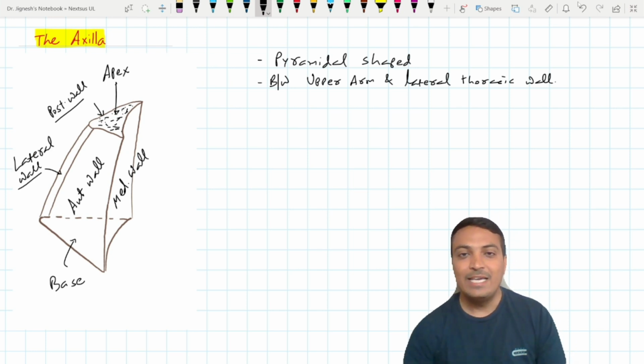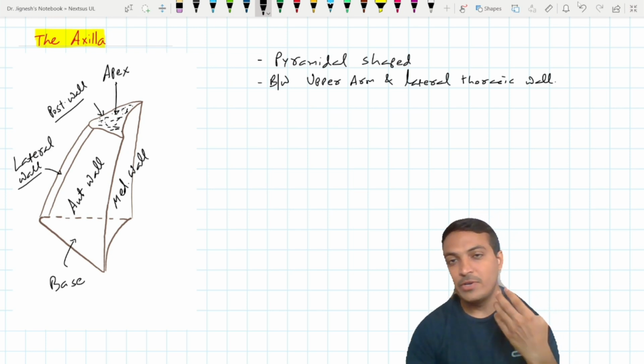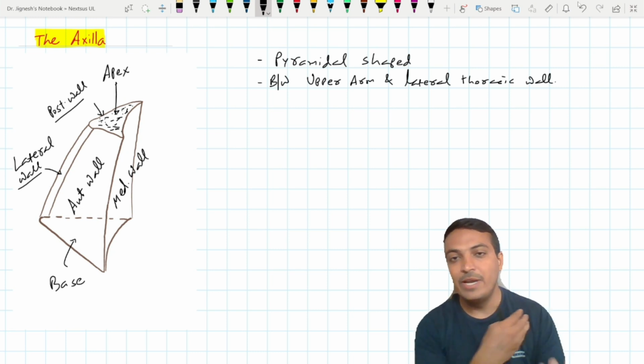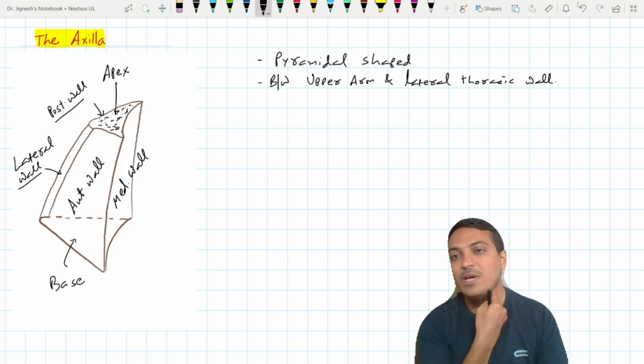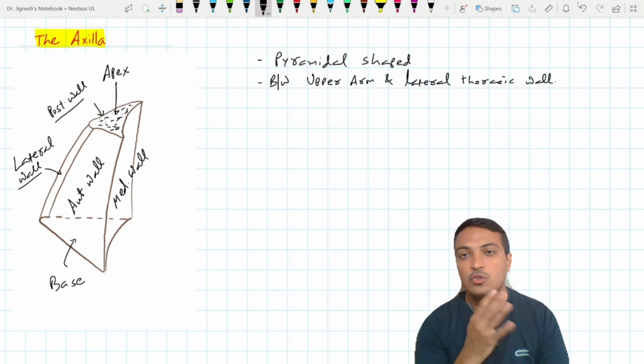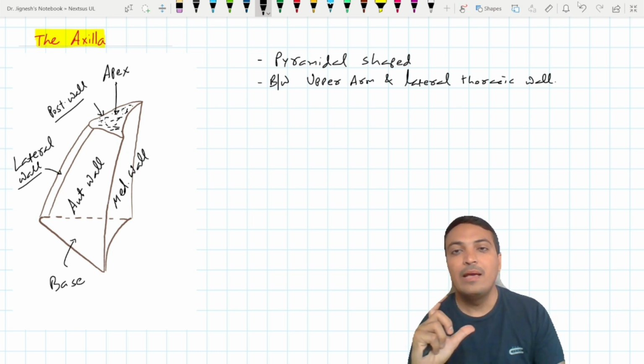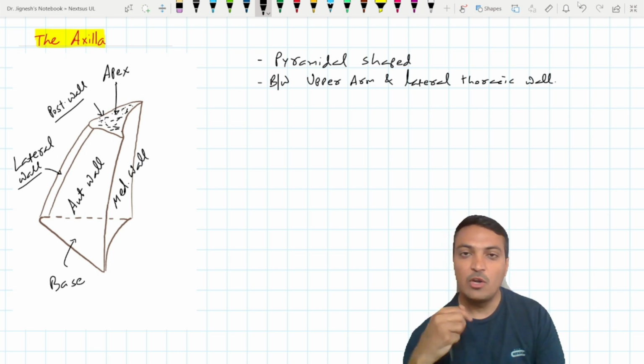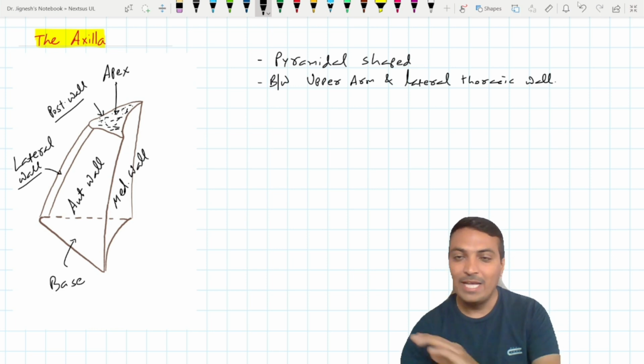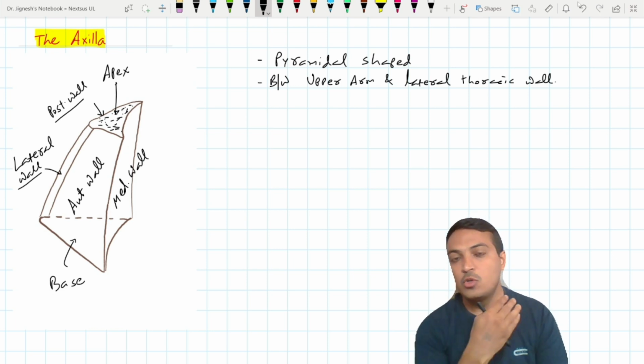So this axilla is the gateway for the structures which are going to enter into the upper limb, either from the head and neck or from the thorax. So this axilla is a very important area for the upper limb. Many important structures which supply the upper limb pass through this axilla. Or we can say it is the only gateway to the upper limb from the head and neck and the thorax.